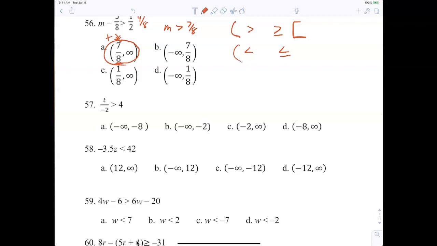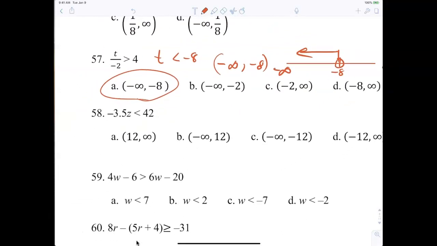In 57, don't forget when you multiply by a negative, you change the sign. So that'd be t is less than -8. So if t is less than -8, that means you're going from -infinity to -8. Now, if you're not sure about that, remember, you can just use the number line. Here's -8, less than, open, going in this direction. Don't forget -infinity is here and infinity is here. So that's why we say it's -infinity to -8.